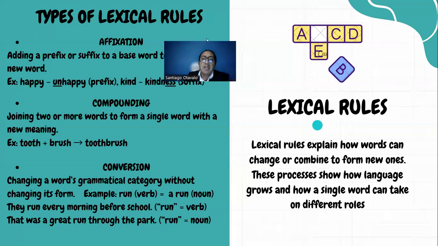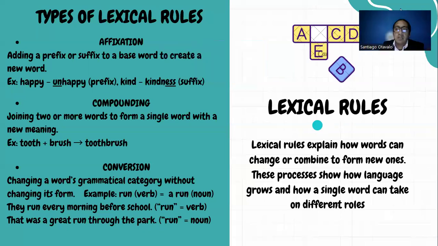Okay, let's continue with the lexical rules. Lexical rules explain how words can change or combine their form to form new ones. This process shows how the language grows and how single words can take on different roles. Here we have an example of lexical rules. The first one is affixation, adding a prefix or suffix to a word to create a new word.